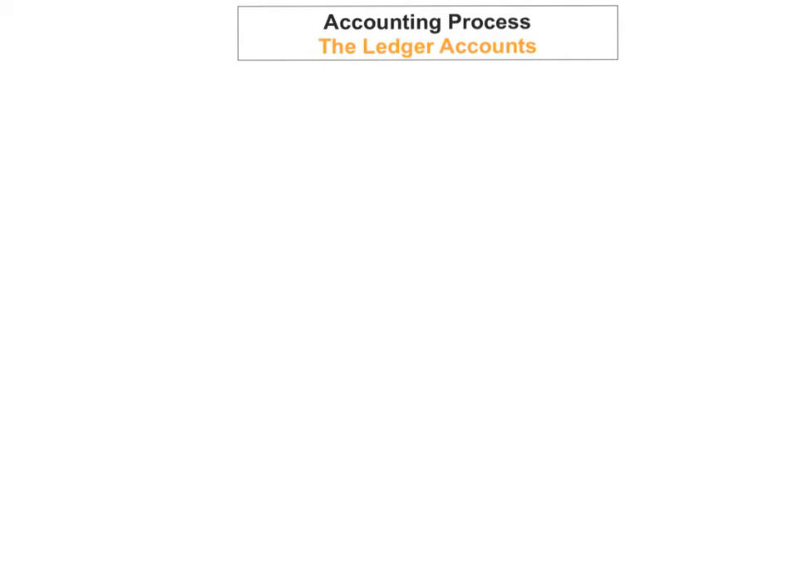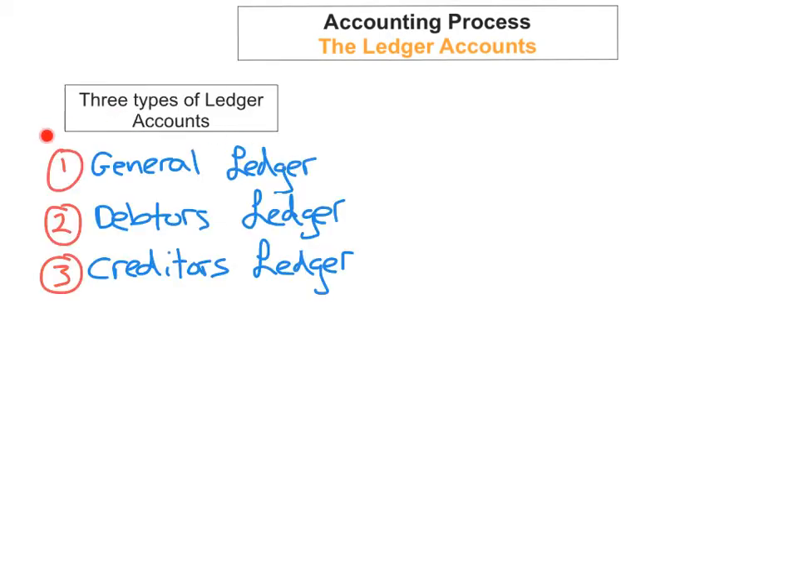So the first thing you need to know is that there are three different types of ledger accounts. The first one is called the general ledger. The second one is the debtors ledger, and the third one is the creditors ledger. So I've written down the three different types of ledger accounts: one is the general ledger, two is the debtors ledger, and three is the creditors ledger.